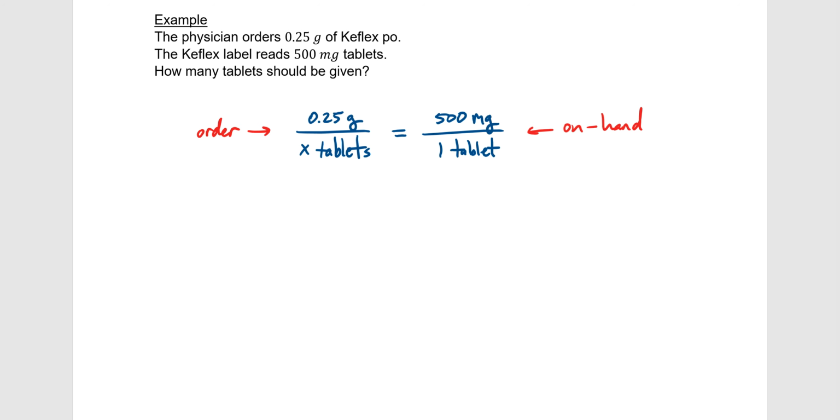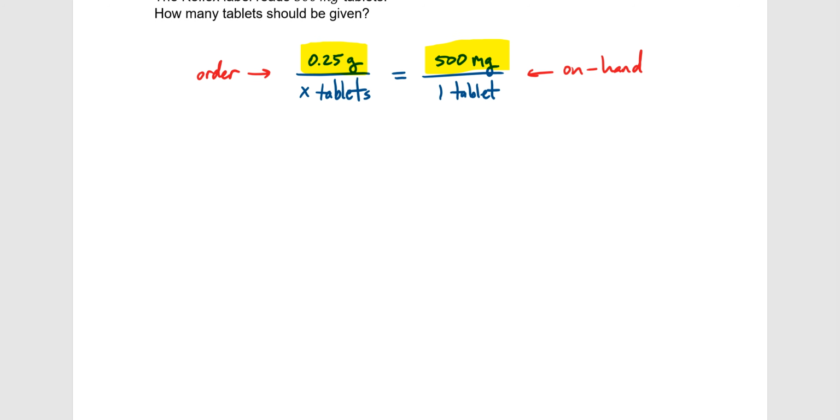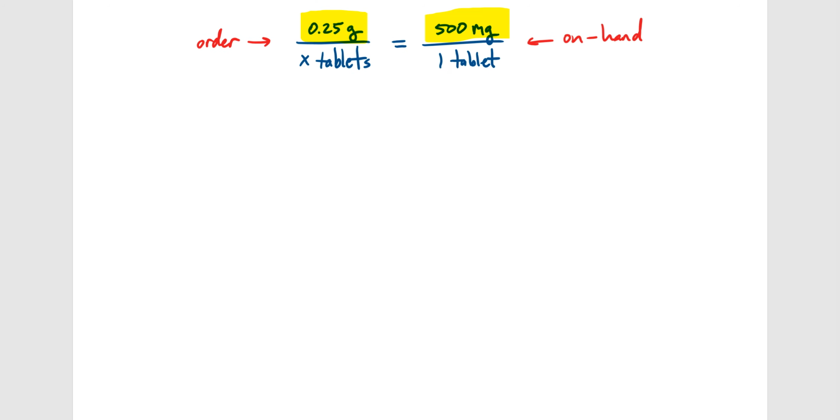So the issue here is this is not the same units as this one, right? The units have to be the same. We have grams and then we have milligrams. So what we have to do is we have to change one of them. You can change either one. I'm going to change the 0.25 grams into milligrams.